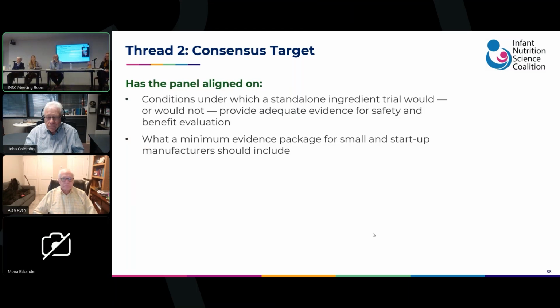You can do rat studies where you mix it into rat milk replacer. Are any of those OECD protocols? I don't think so.